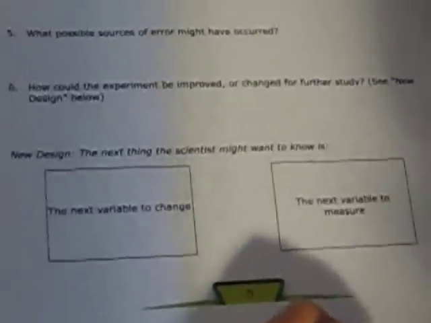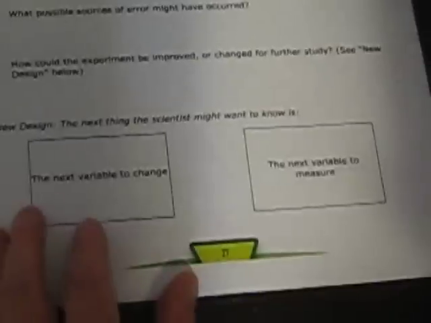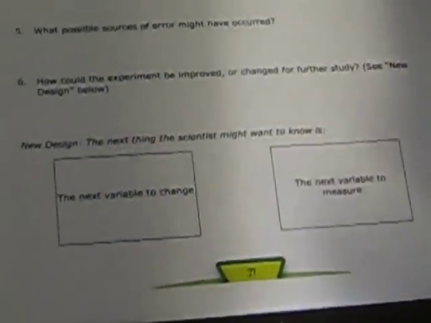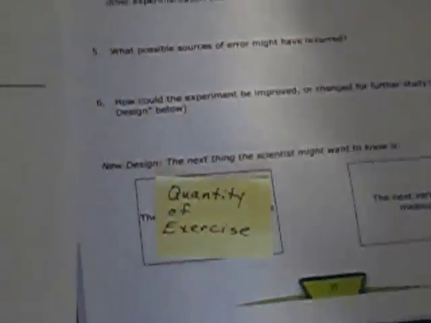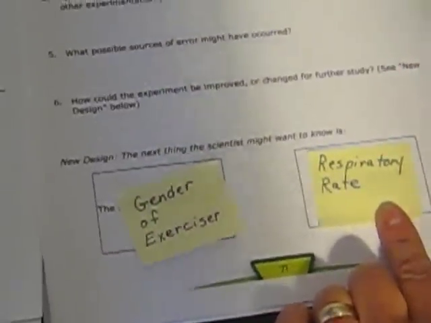Okay, so after we have that, we want to write a conclusion, and I have guided them in 6 steps that I like to see included in the conclusion. And then what you always want them to be able to do is go from there, whether their hypothesis was supported or not supported. They need to be able to figure out new designs that they could do. So they could take quantity of exercise, but they could vary something different. Like they could go back to their original sheets and they could measure possibly the respiratory rate, or they could change the gender of the exerciser and see how that compared to respiratory rate.